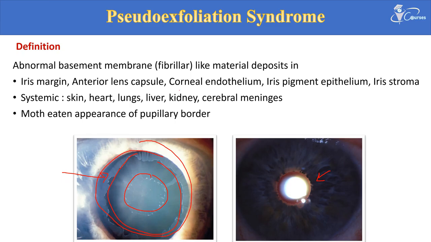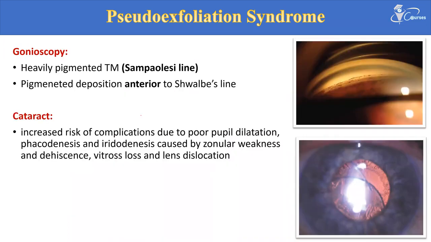It is also present in the corneal endothelium, which may result in corneal decompensation, on the iris pigment epithelium or the back of the iris, and in the iris stroma, as well as other systemic organs like skin, heart, lung, liver, kidney, and cerebral meninges. It results in the moth-eaten appearance of the pupillary border. In patients with pseudoexfoliation syndrome, you will find a specific finding in gonioscopy called the Sampaolesi line. The Sampaolesi line is a heavily pigmented line, or heavily pigmented trabecular meshwork.